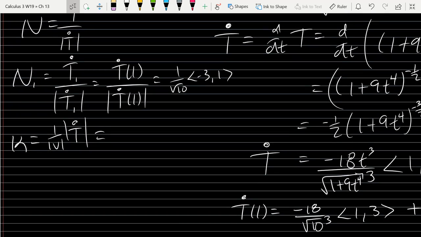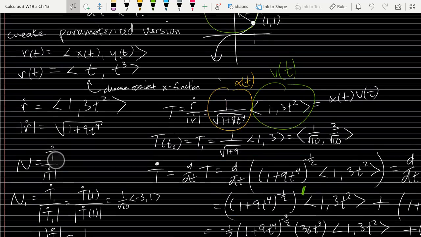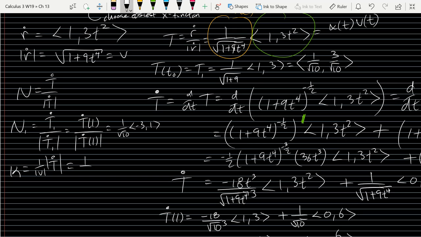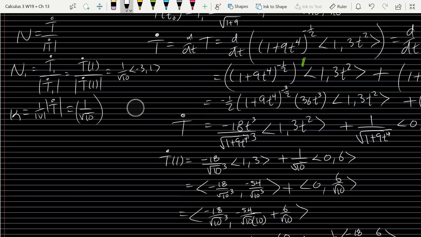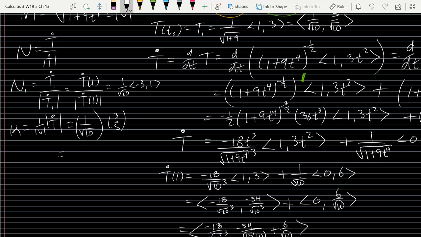So I unfortunately can't get all this on the board. So our kappa is 1 over our normalized velocity. So that is magnitude of v up there. We plug in a 1, we got square root 10. So that's our velocity, times the magnitude of t dot, which was somewhere around here, 3/5. So that's kappa, the radius is the reciprocal, 5/3 times square root 10. Okay, so we got the radius of our circle.